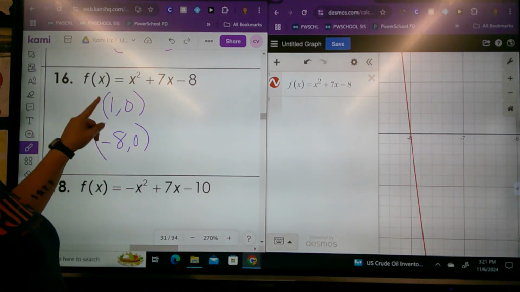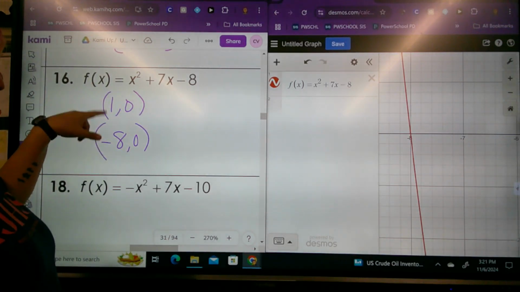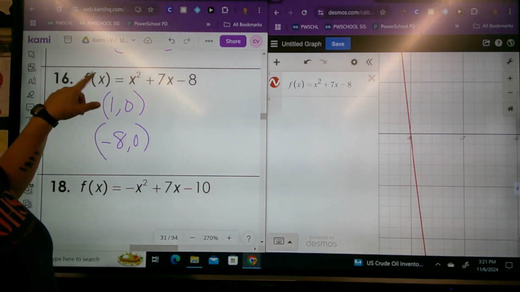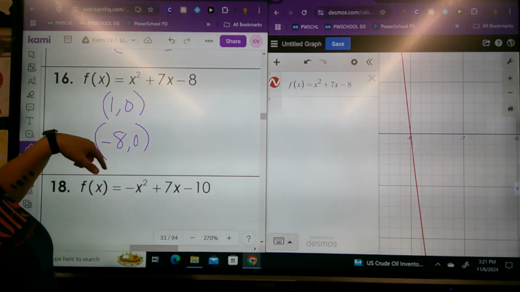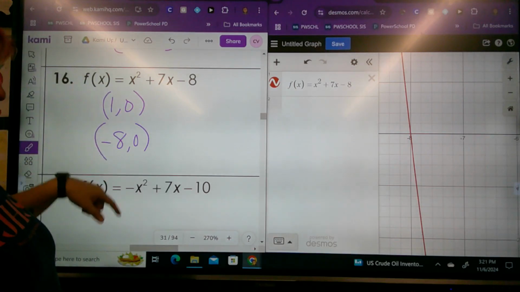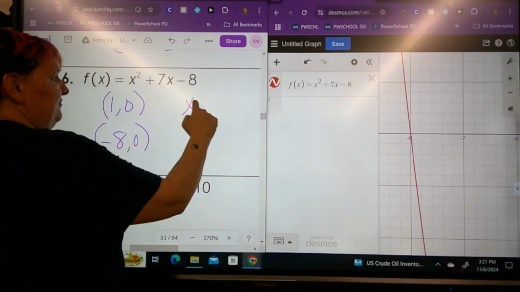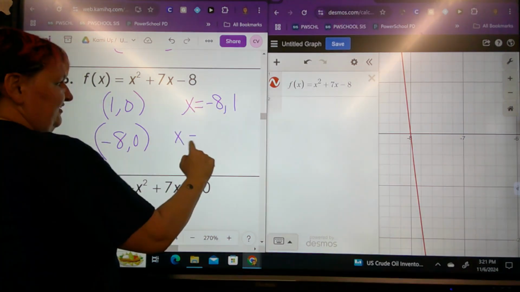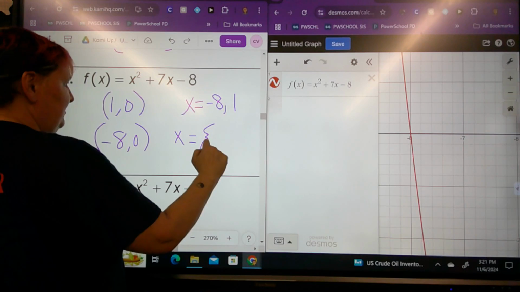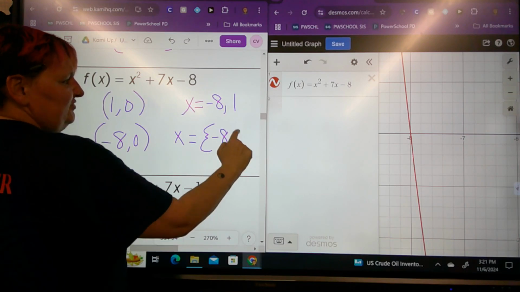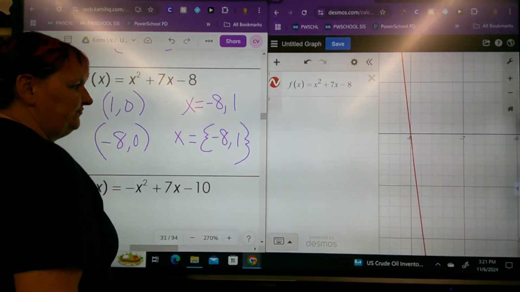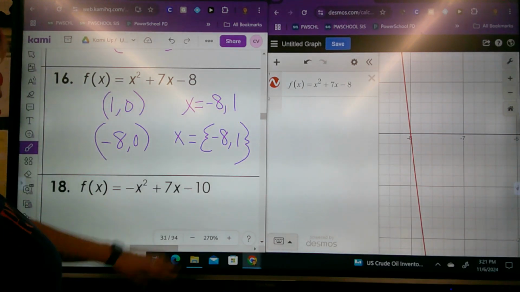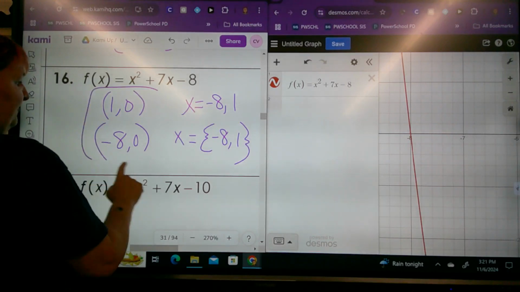This is where it crosses the x-axis. These are my x-intercepts, my zeros, my roots. Call them whatever you want. Right? Remember, you can also write them like this. You can also write them like this if you want to make the doohickey. Not everybody likes the doohickey. It's hard to draw. This is perfect.